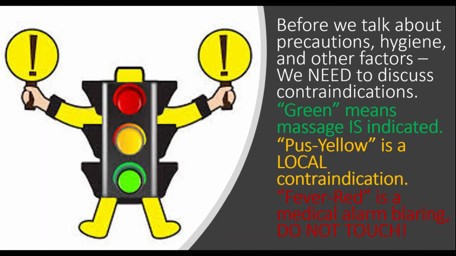So I've thrown out the words contraindication, local contraindication, and absolute contraindication. And we can use the old stoplight image. Green means go. It means massage is indicated. We can do it. Pus yellow, that yellow light is a local contraindication.